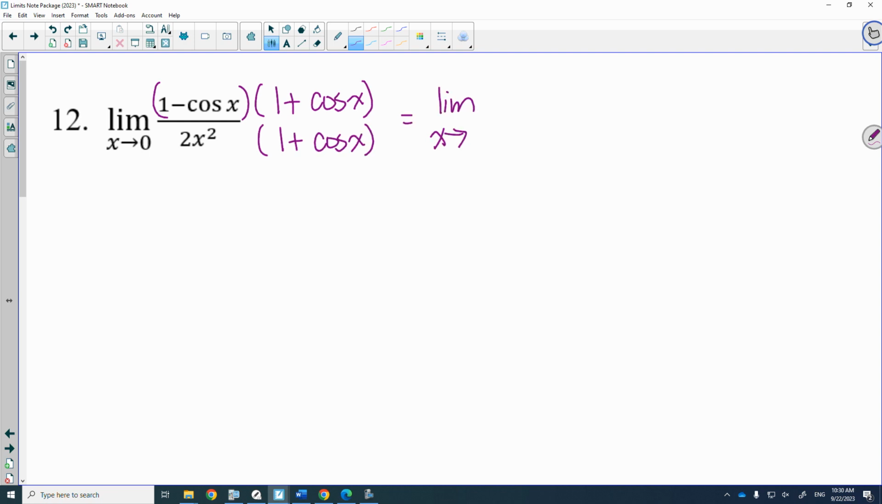We're going to have the limit as x approaches 0. Expand your conjugate always. So 1 minus cos squared of x all over... Don't expand the non-conjugate. Just keep those in factored form.